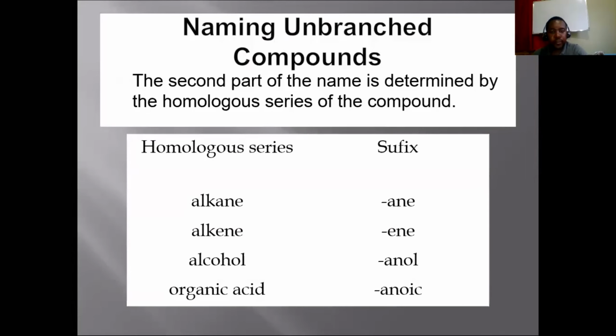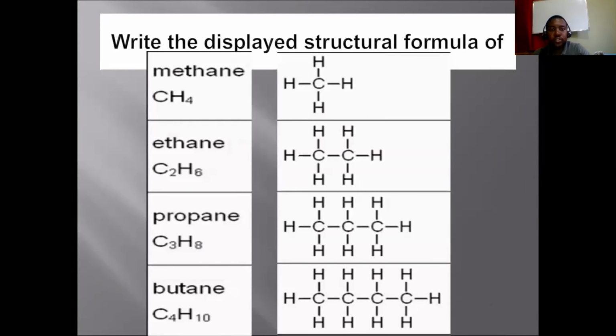All right, so we've done these prefixes. We notice that our alkanes all end in ane, our alkenes end in ene, our alcohols end in anol, and our organic acids end with anoic. So it's important to know the ending of each, because once you have your prefix and the ending of each, you put both together to give you the name of each structure.